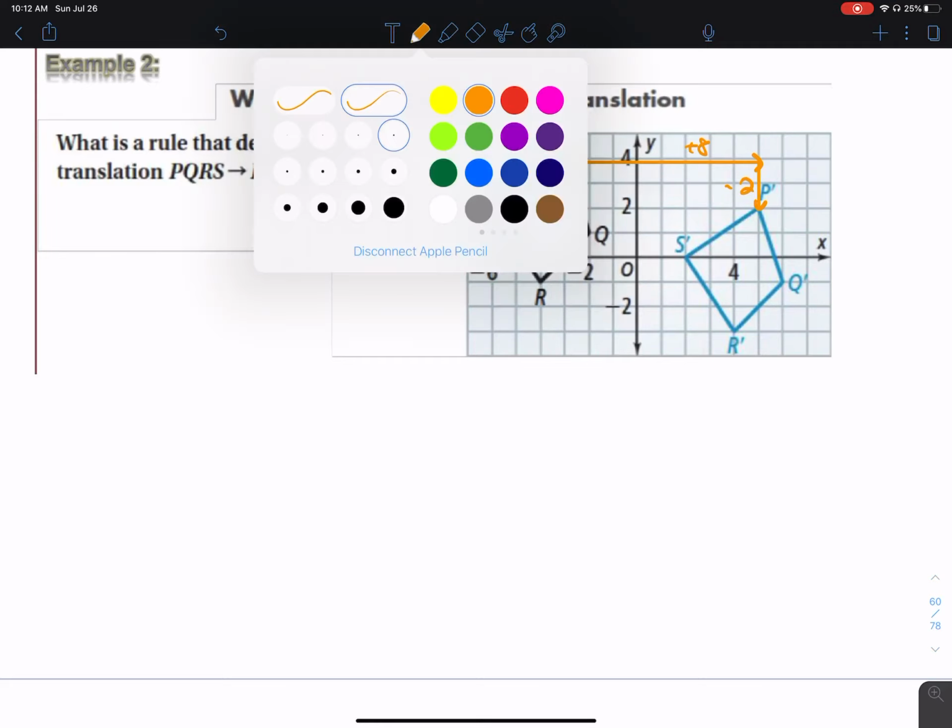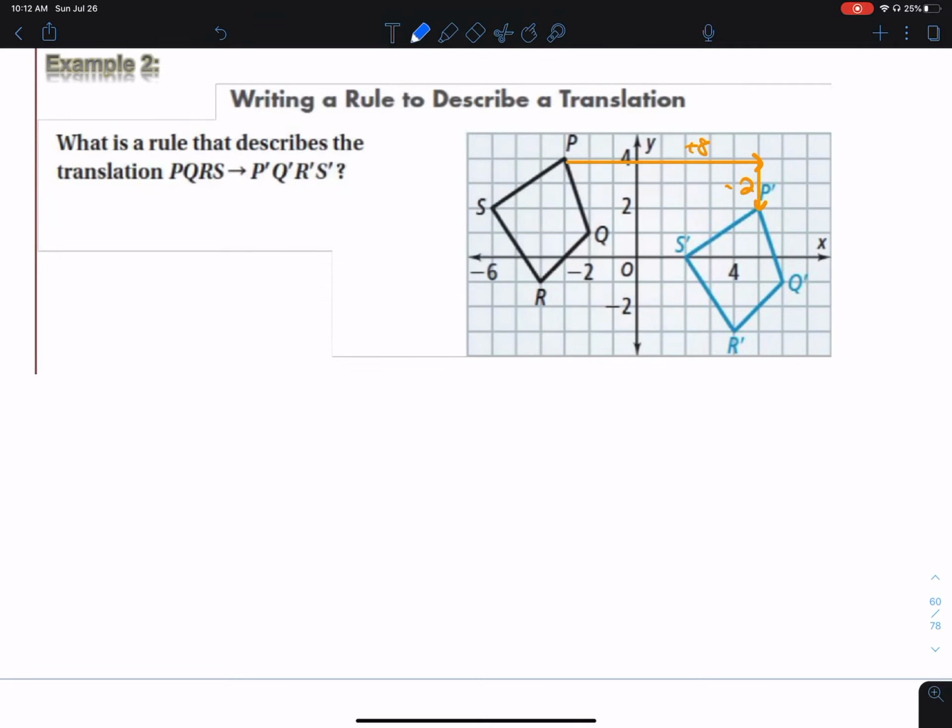So my rule is the ordered pair XY: I'm going to add 8 to the X value, and I'm going to subtract 2 from the Y value. Or I could use the shorthand, T, 8, negative 2. Or I could use vector notation, 8, negative 2. 3 different ways to write the same rule.